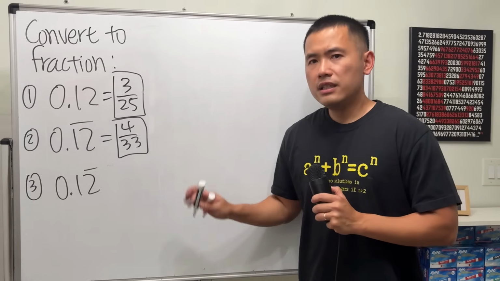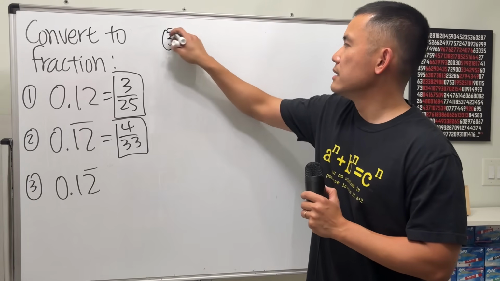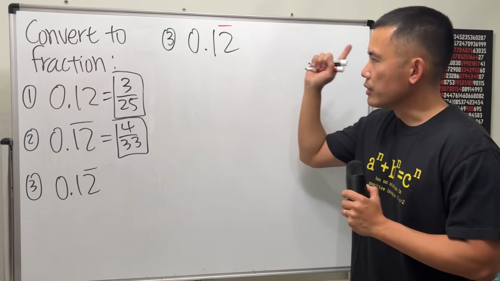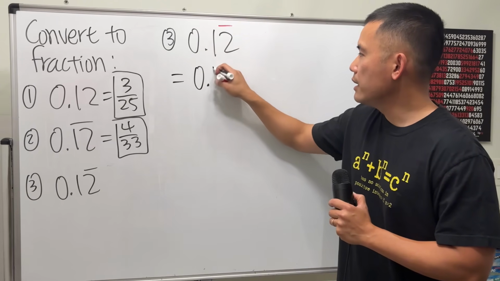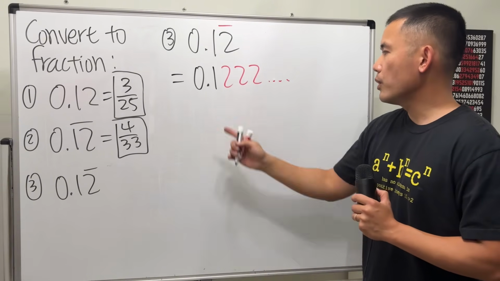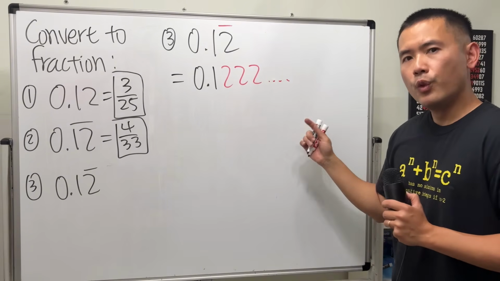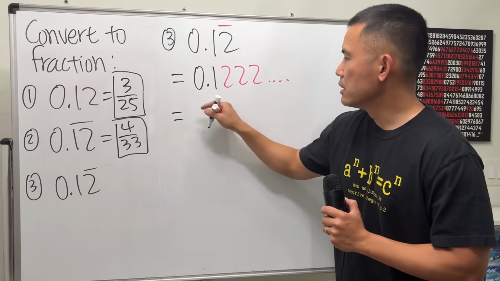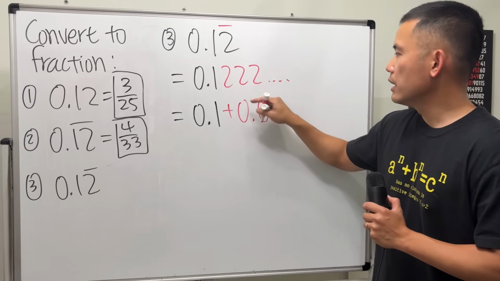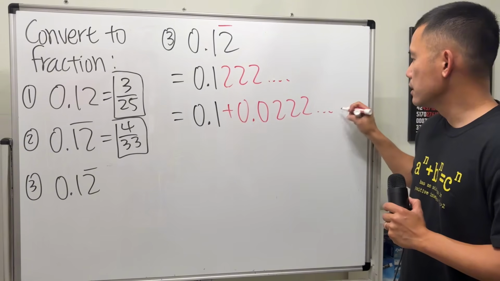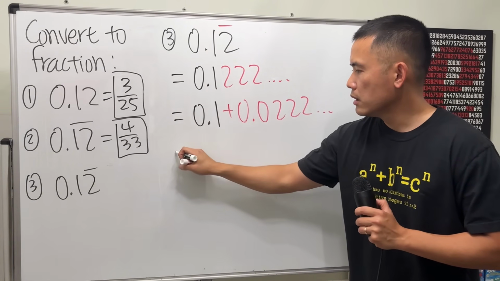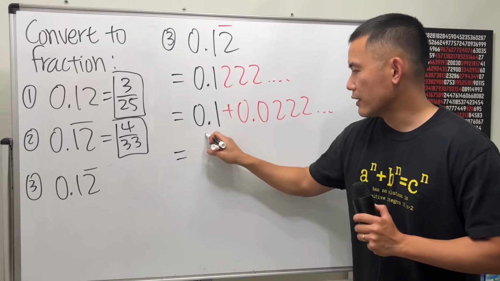Okay, for number 3, slightly trickier, but not so bad. 0.12 with the bar on top of the 2 only. So this means we have 0.1 and only the 2 is repeating. So it's like this, 0.12222222. We can look at this number as follows. 0.1, and we add the rest, which is 0.0, and then here we have all the 2's that are repeating. For this one, it's not so bad because it's just 0.1. 1 is in the tenths place, so we just have 1 over 10.